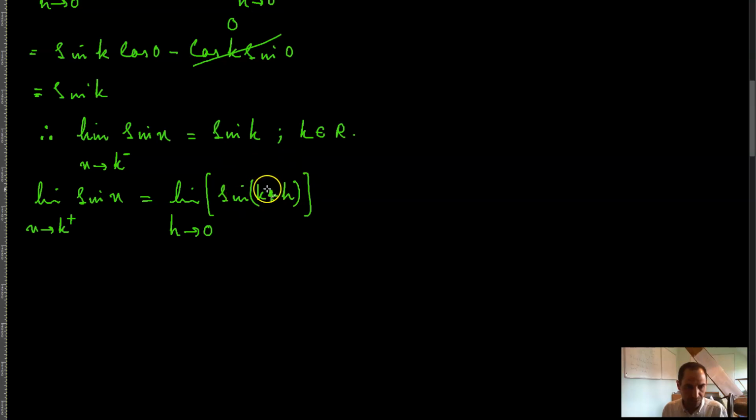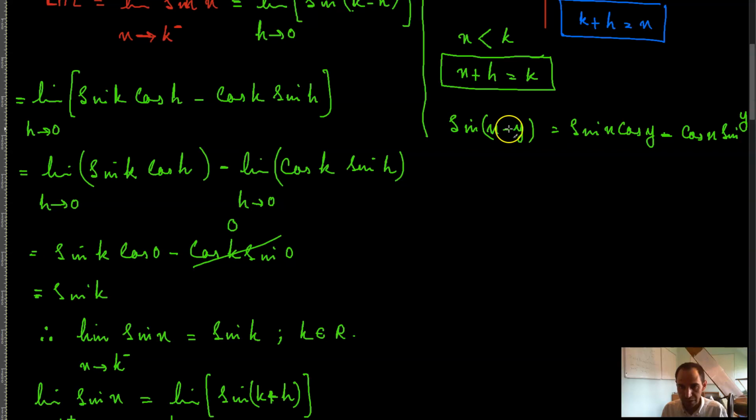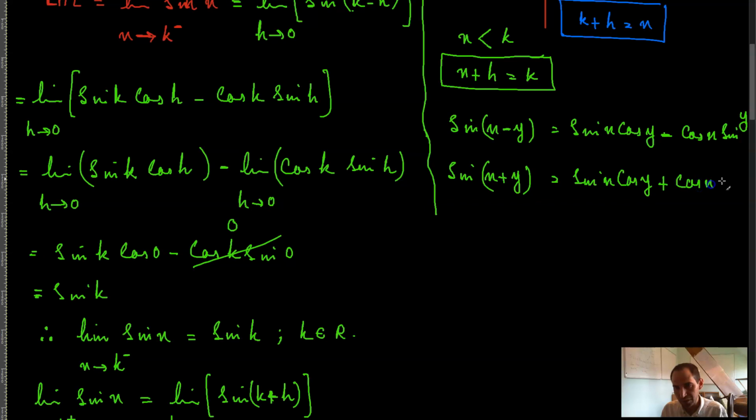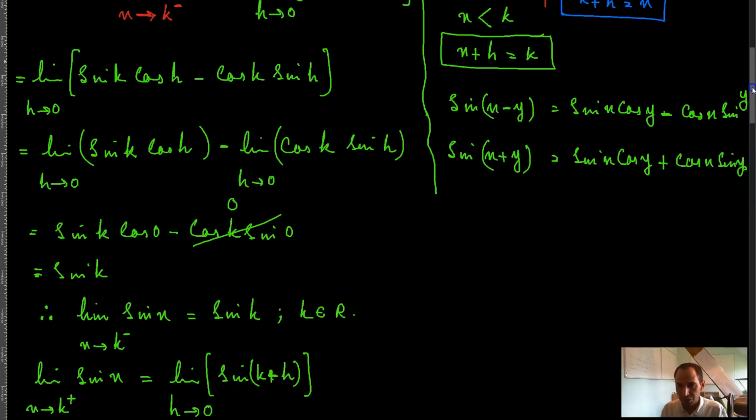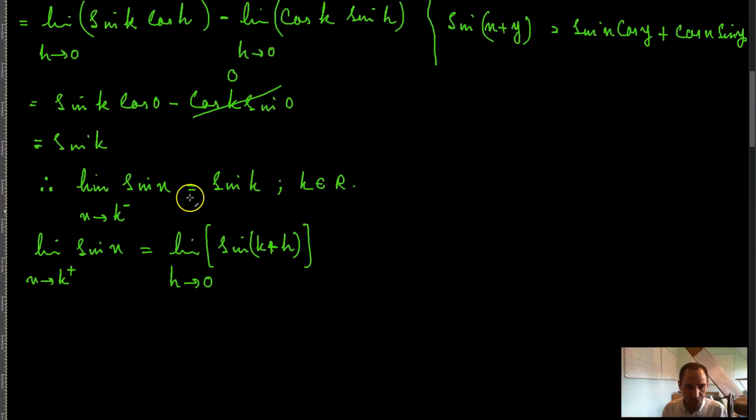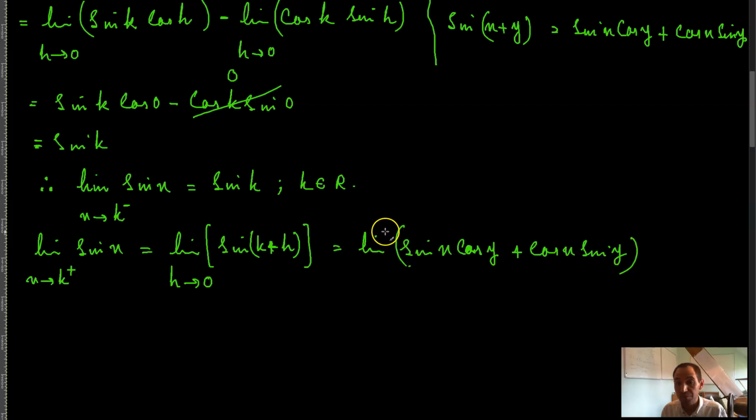Now again, this is the same story, the same formula, except that instead of a negative sign, you get a positive sign, meaning that sine of x plus y is equal to sine x cos y plus cos x sine y. So this is equal to the limit of sine x cos y plus cos x sine y, as h tends to 0.